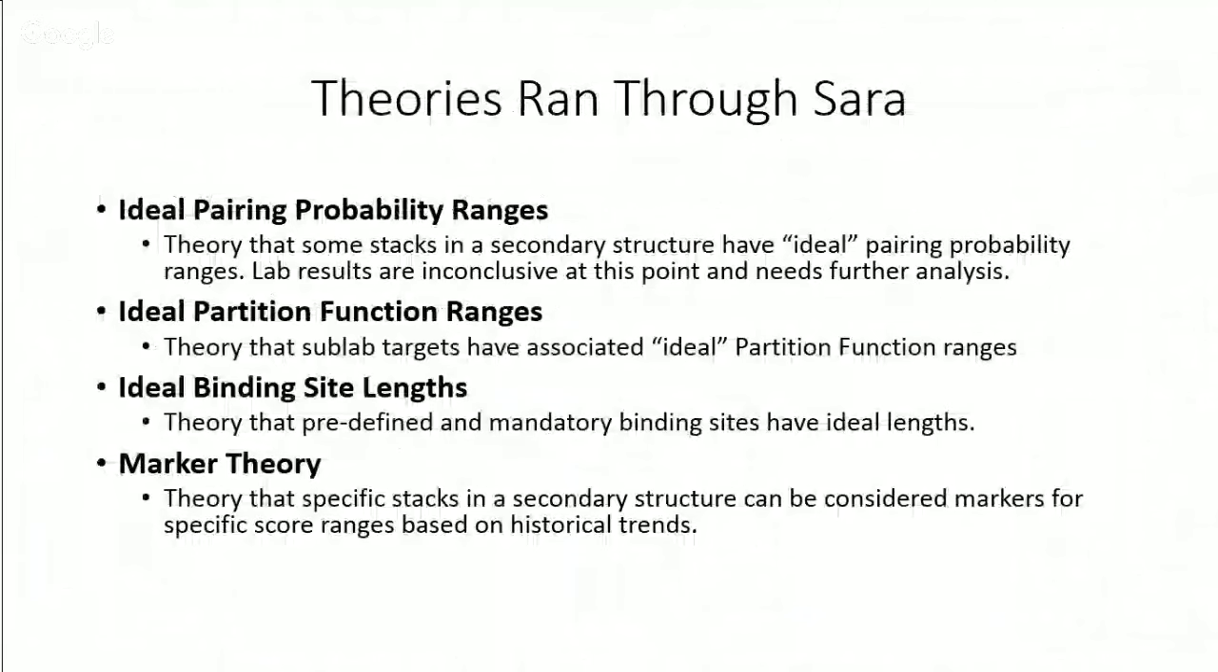The theories ran through Sara. There are four main theories. Ideal pairing probability ranges, which is a theory that some stacks have ideal pairing probability ranges. The lab results for this are inconclusive at this point, and they need further analysis.